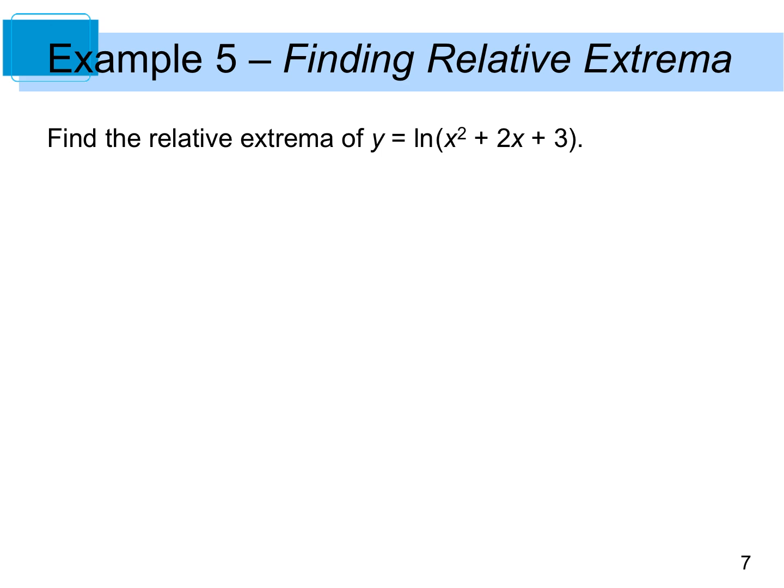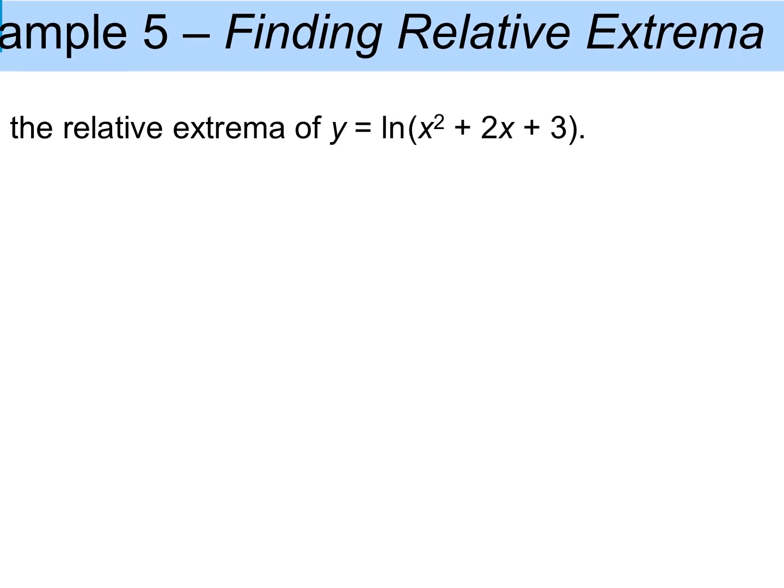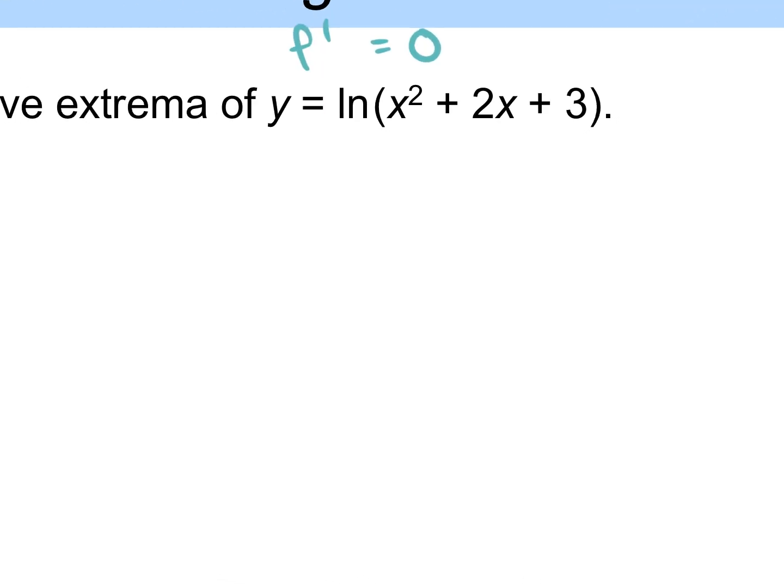Example 5, we want to find the relative extrema. So to find our relative extrema, we need to do the derivative and set it equal to 0. So let's find our derivative and set it equal to 0. So our derivative here would be x squared plus 2x plus 3 on the bottom. What would be up top? 2x plus 2. Perfect.